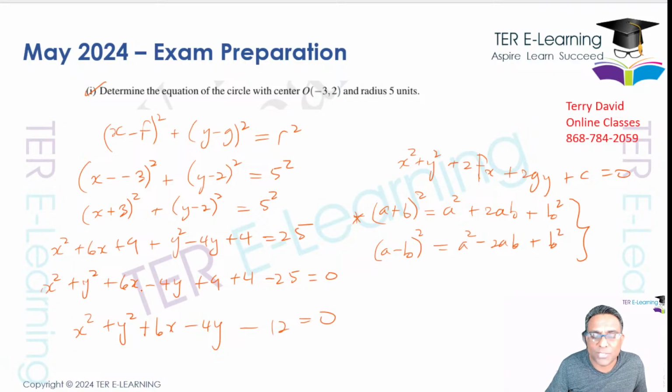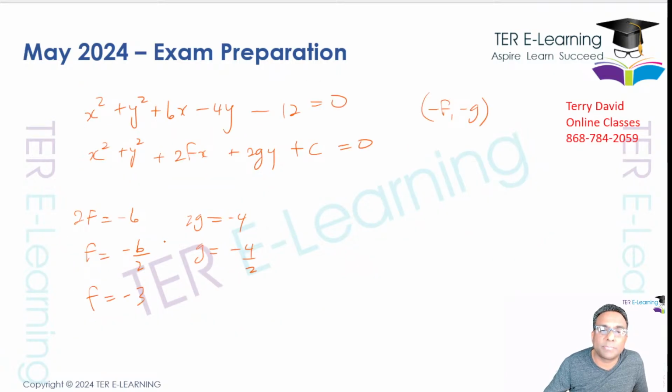So it should have been x² + y² + 6x. So let's put that here. This is plus 6x here. See how easy it is to make a little mistake in these exams. So that's f = 3, and this g here is going to be -2, and the c here is going to be -12.